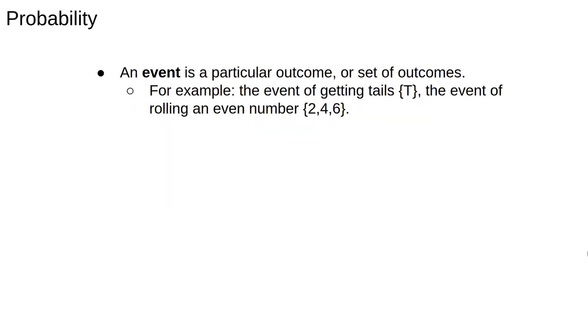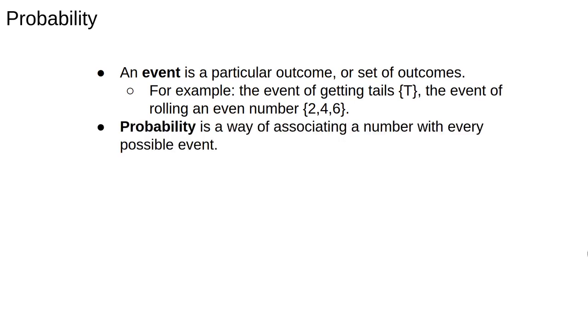In probability theory, an event is a particular outcome or set of outcomes. In other words, it's a subset of the sample space. So for example, when tossing a coin, an event could be getting tails, or an event when rolling a die could be getting an even number, which would be the subset {2, 4, 6}. Probability is a way of associating a number with every possible event. That is, it's a function mapping subsets from the sample space into numbers.